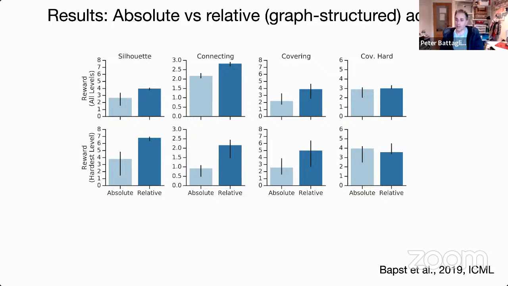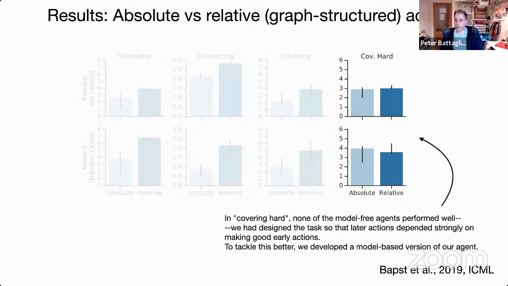We don't see that pattern in this covering hard task. The problem with this covering hard task with the limited resources is that none of the agents were actually performing well. It's hard to normalize these scores. When you have different numbers of blocks and so on, we had to tune the tasks. So these scores are actually quite poor. The model-free agent does okay, but it's not doing that great.